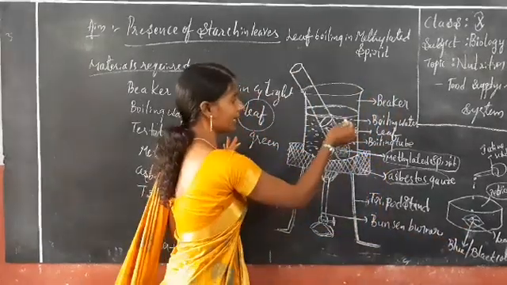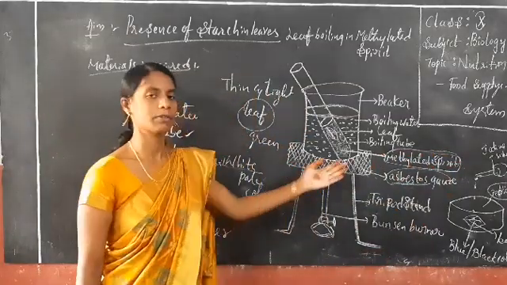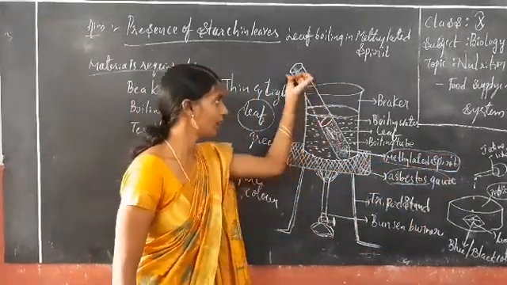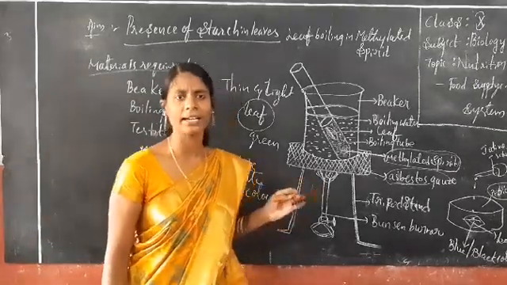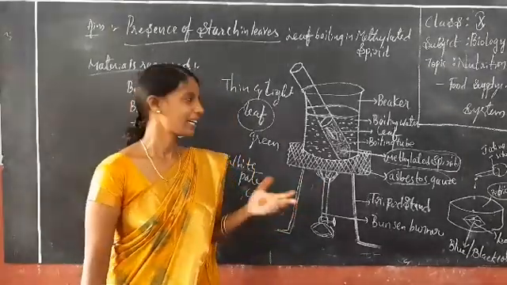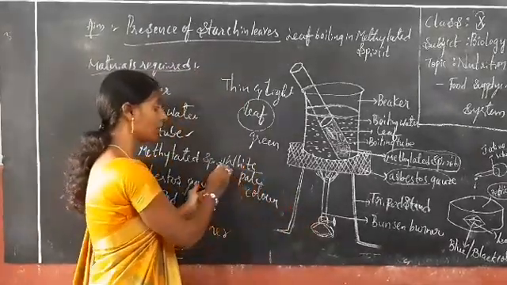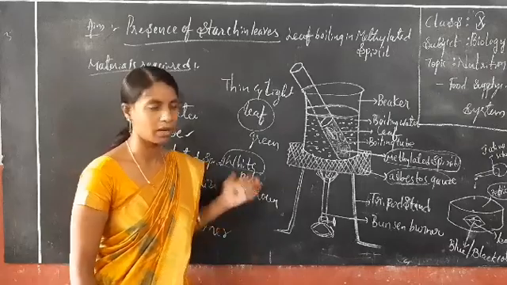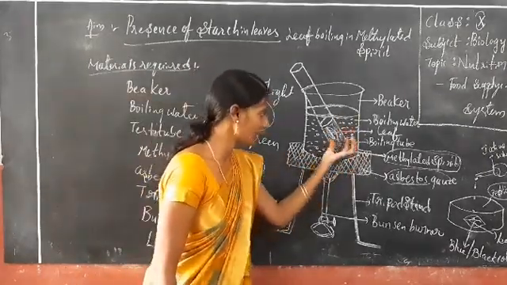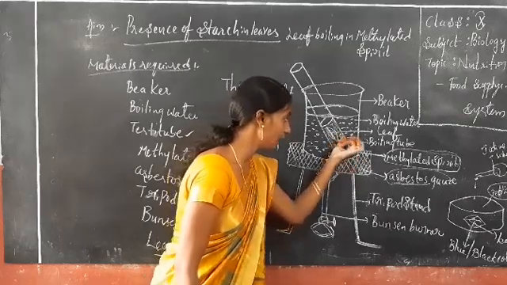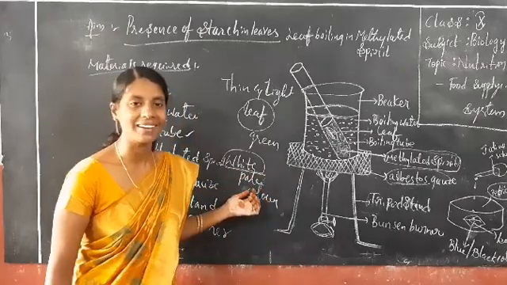So in the test tube we add some methylated spirit. And finally we keep a light, thin leaf. Why do we take a light and thin leaf? Because the result comes very fast. Then it is converted into a white or pale color. Clear all of you? After that we boil the methylated spirit. Finally the leaf changes into which color? Yes, white or pale color.